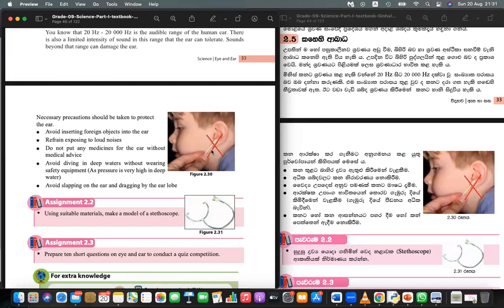You have to clear this for outer ear, it's okay, you can manage, but inner ear, middle ear, don't try to do operations. Still, you are not in that level. Anyway, then avoid deep diving, right? Without safety equipment, if you dive into deep water, that can even damage your membrane, the tympanic membrane.